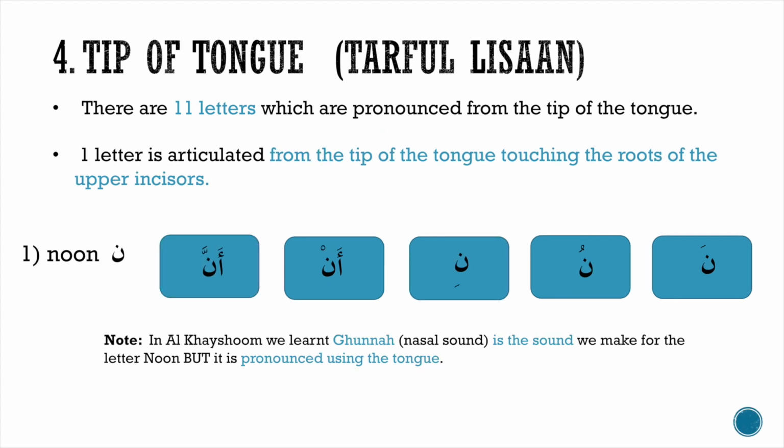There is one letter which is articulated from the tip of the tongue, touching the roots of the upper incisors. The letter Noon, Na, Nu, Ni, An, Anna. In Al-Qayshum, we learnt the gunna, which is the nasal sound, is the actual sound we make for the letter Noon, but it is pronounced using the tongue.